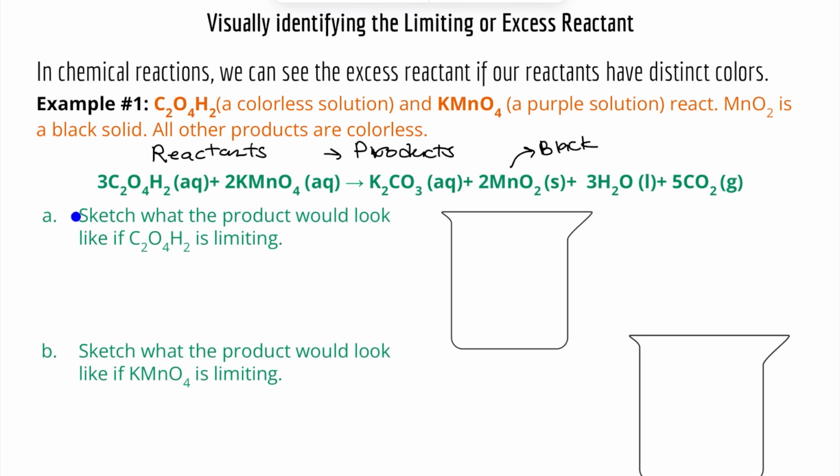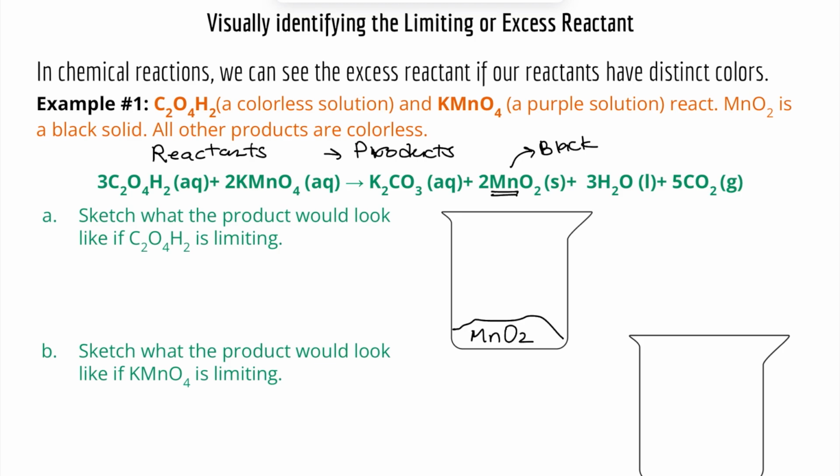So this says, sketch what the product would look like if C2O4H2 is limiting, and then if our KMnO4 is limiting. No matter what our limiting reactant is, we're always going to have products after our reaction. So I'm actually going to just draw my products right now. I'm going to have black solid, so I'm going to just maybe draw like this, MnO2.